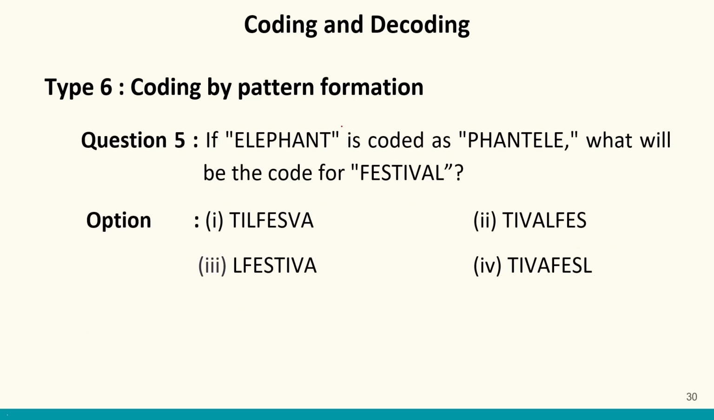Then same thing for elephant. I can see clearly all these 5 letters are written over here and then all these 3 letters are written. So we have written the first 5 letters in the beginning and then we have written the first 3 letters. So let's do the same thing for festival. So let's find the 5 letters from the last, which we will write in the beginning. And then we'll write the first 3 letters. So our answer will be TIVALFES, which is option number 2. So option number 2 is your correct answer.